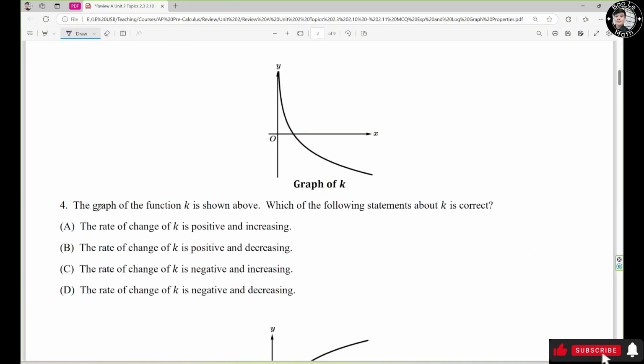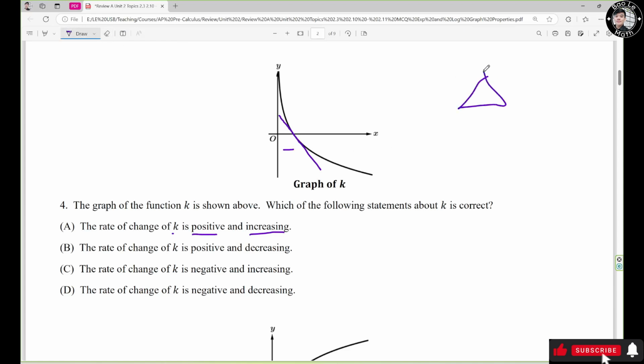Now let's move on to question 4. The graph of the function k is shown above. Which of the following statements about the function k is correct? A. The rate of change of the function k is positive and increasing. Alright, so in order to know if it's positive or negative, we just draw the tangent line. And we see that the rate of change is negative, right?